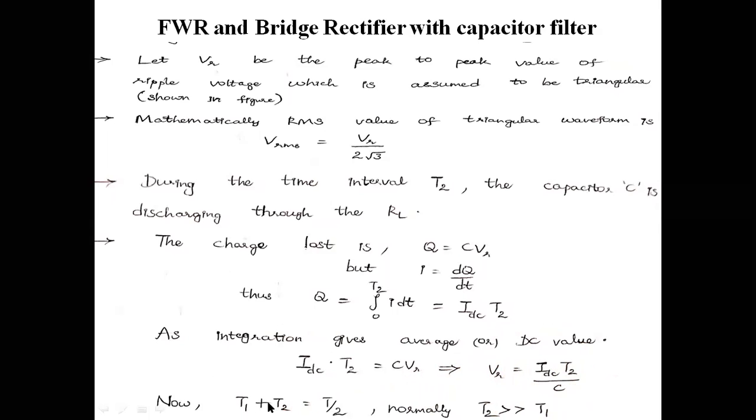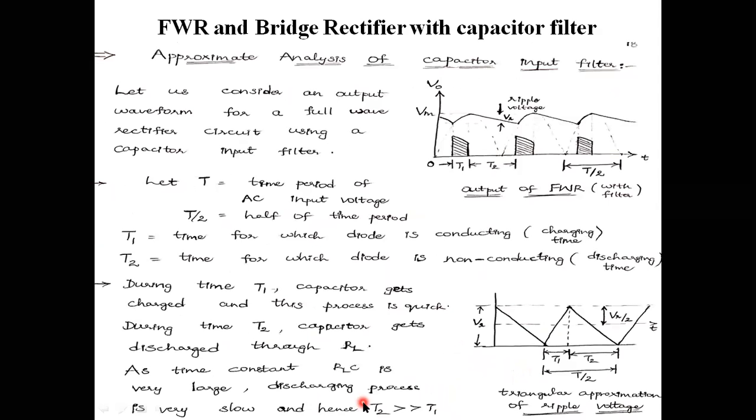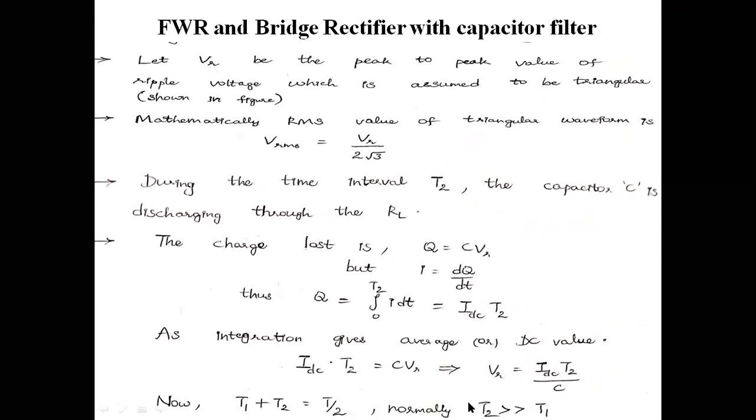Now we know that T1 is the charging time and T2 is the discharging time. T2 is equal to T by 2, the half of the time period. If we take the entire time period, it is T. Since we are taking half of it, it is T by 2, as given here.